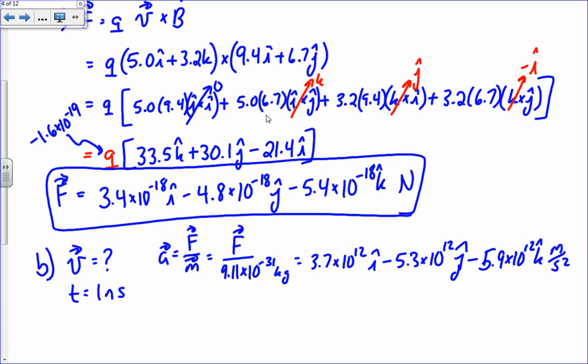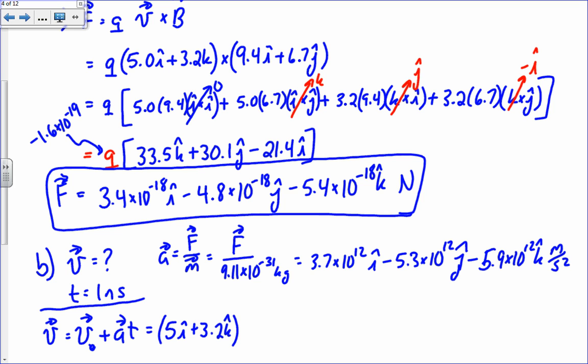And then I can find its velocity. Velocity is equal to the initial velocity plus the acceleration times the time. My initial velocity is 5i plus 3.2 k, plus my acceleration times my time. So that's going to be 1 times 10 to the negative 9 times each of these. I'm just multiplying the time times these terms.